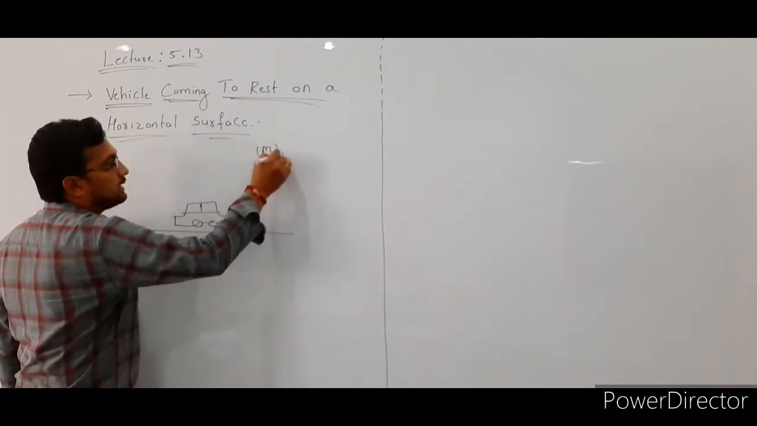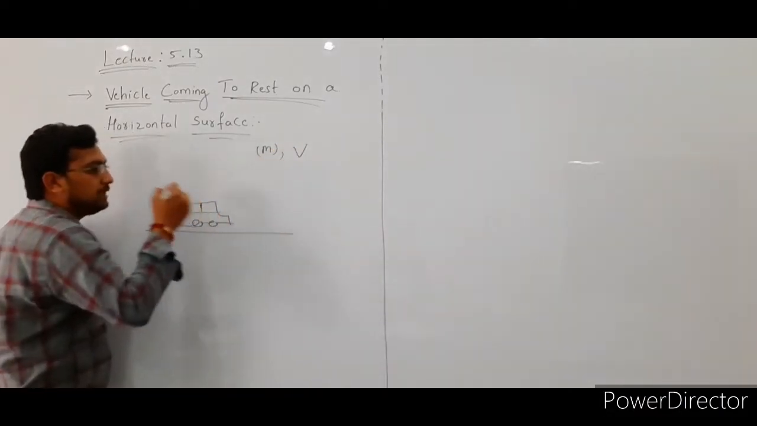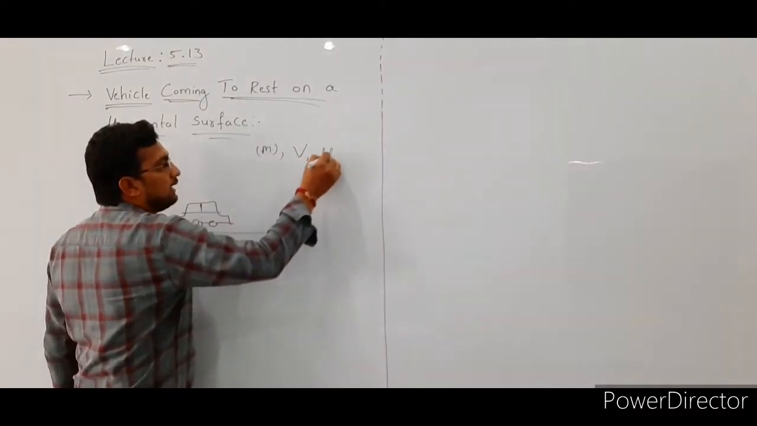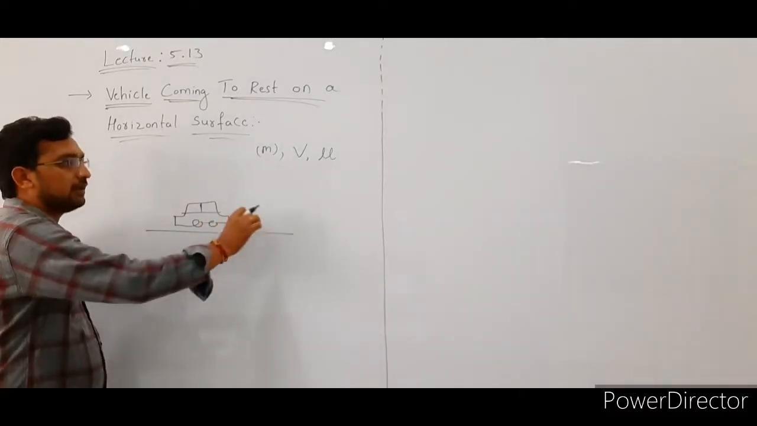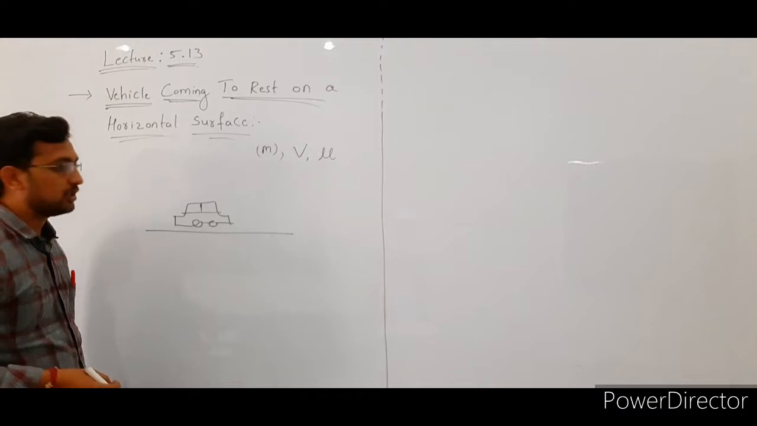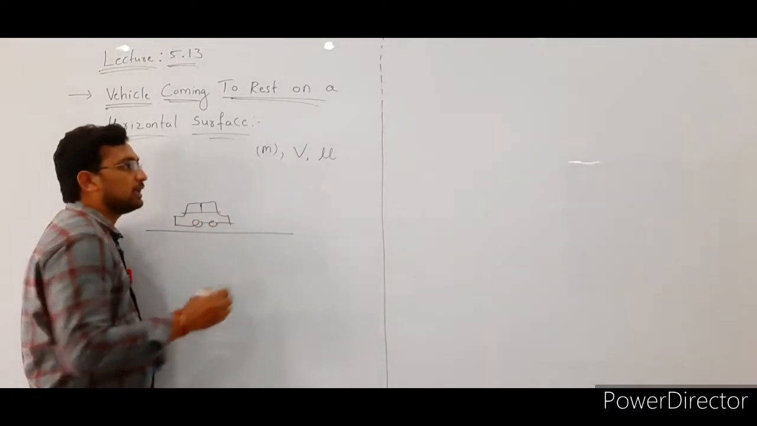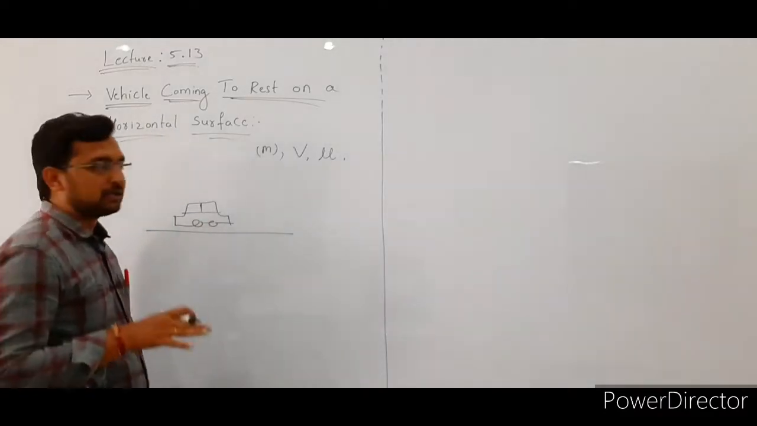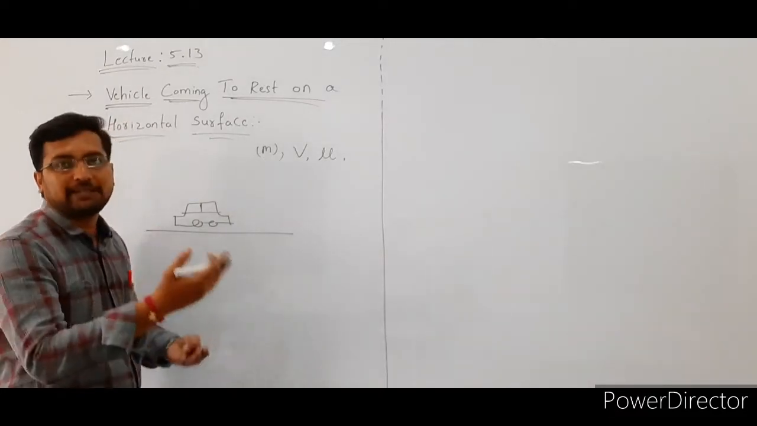Here m indicates the mass of the vehicle and v indicates the initial velocity of that vehicle, and mu indicates the coefficient of friction between the tire and the surface of the road. In this case the driver inside the car applies the brake, so that the vehicle comes to rest after traveling some distance.